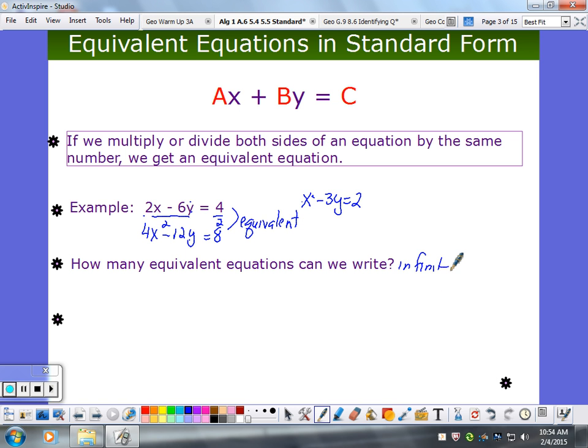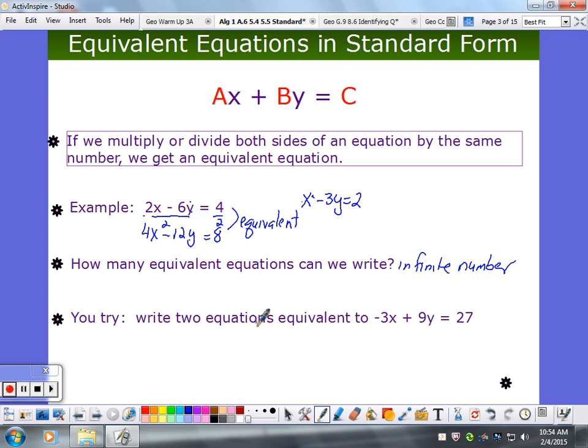Why is that, Ryan? I can multiply. How many numbers are there? How many real numbers do we have? An infinite number. So I can multiply them all, and I'll get equivalent equations. I can divide by all of them, and I'll get equivalent equations. So there are an infinite number of equivalent ways to express solutions.